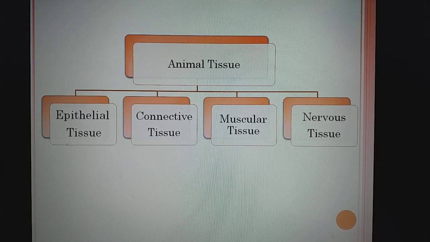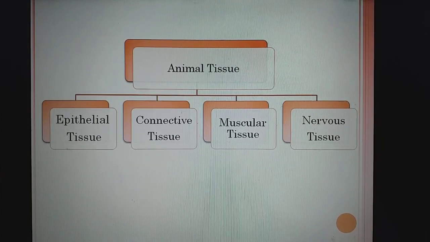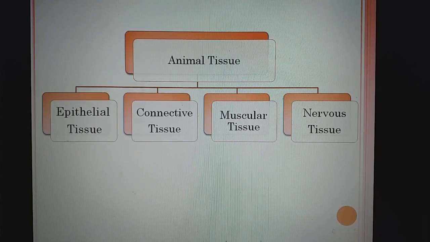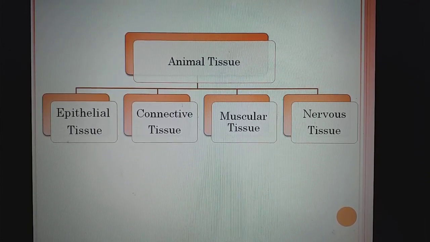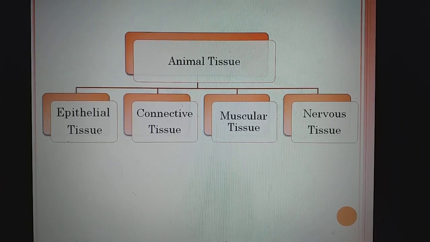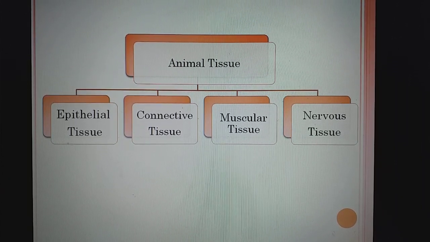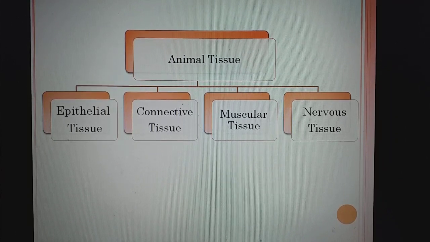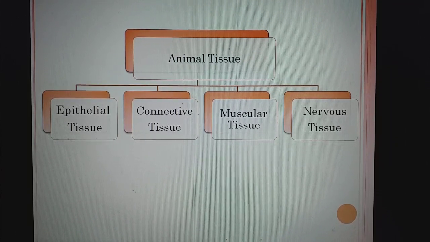Good morning, students. I hope you have written the in-text question answers which I have sent through the PDF. I suggest that you write the question answers and update your copies, because this will help you a lot during the examination. You will not have any problem regarding the question answers. So please update your copies.